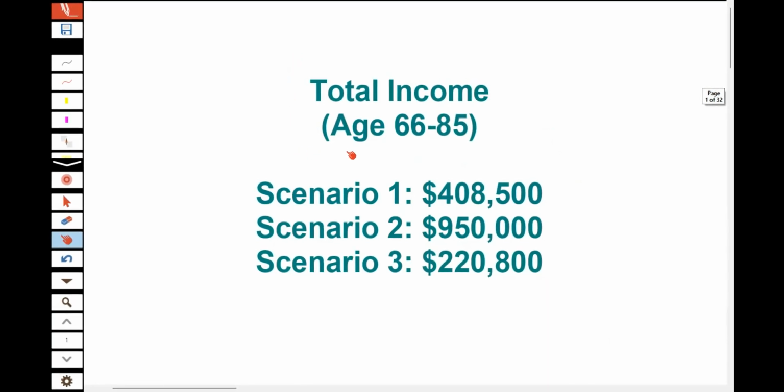Total income from each scenario from age 66 to age 85, a 20-year time span. Scenario 1, $408,000 of income. Scenario 2, $950,000 of income. And then scenario 3, $220,000 of income. We will take a very close look in video number 6 on how we are able to take so much money from these policies. Stay tuned.